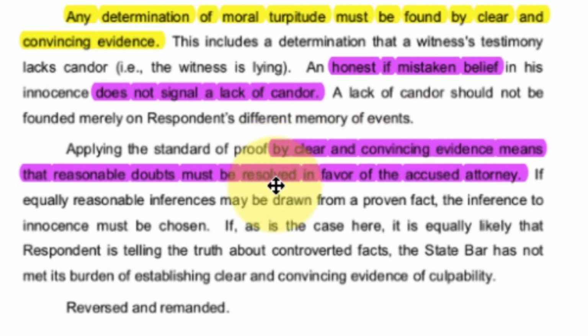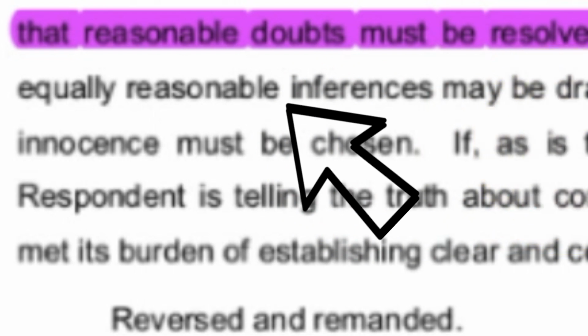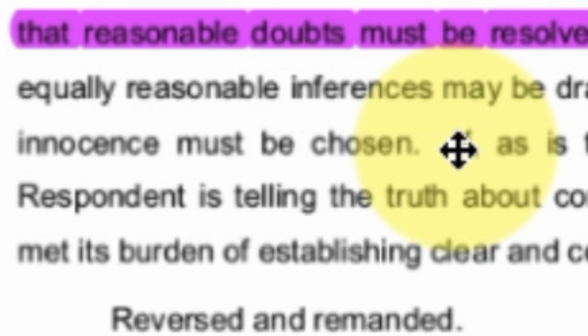So now let's focus on this. So they do talk about the clear and convincing element there, but what does that even mean? And here's what it says. It means, and I think we discussed this earlier, but look at the next line. If equally reasonable inferences may be drawn from a proven fact, the inference to innocence must be chosen. Now that sounds like a lot of blah, blah, blah. That's why I did not highlight it.